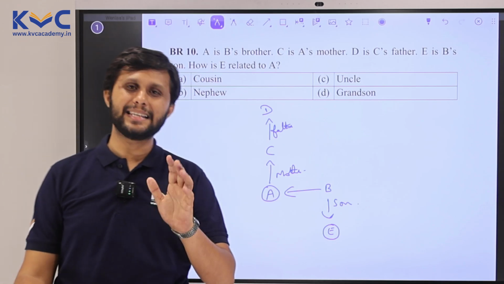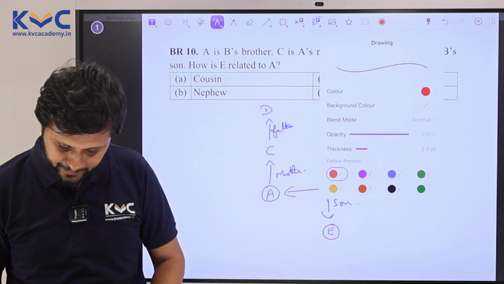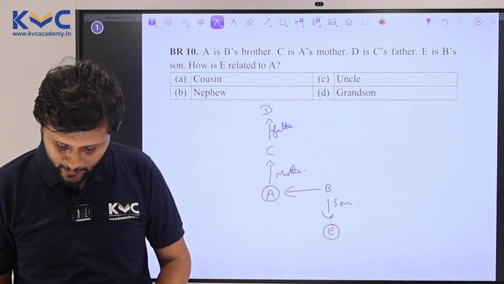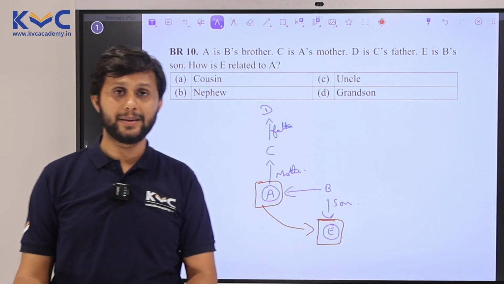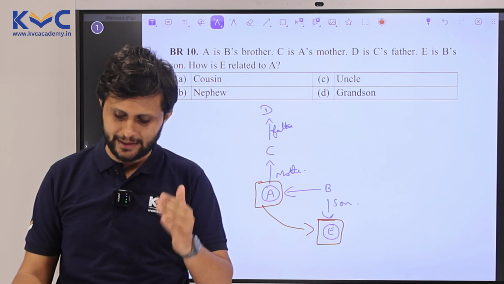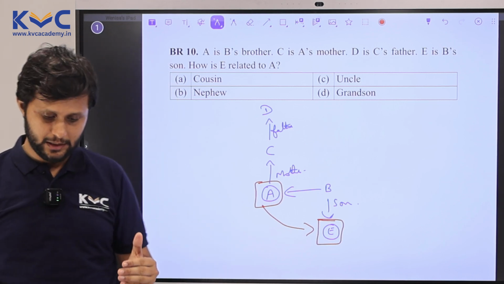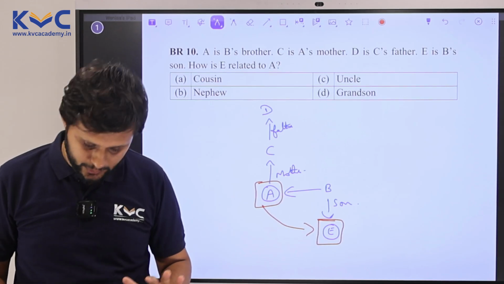Son. How is E related to A? So we have to see from A's point of view. From here we have to reach E. How is E related? Now if you see, which generation is it? We are talking about the immediate next generation. Okay, so uncle is ruled out.